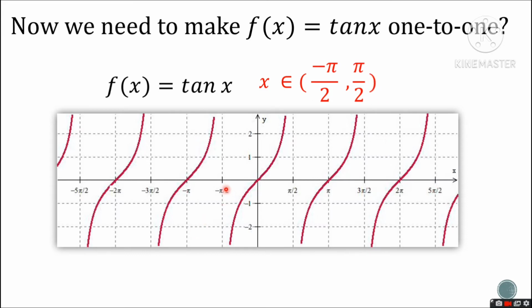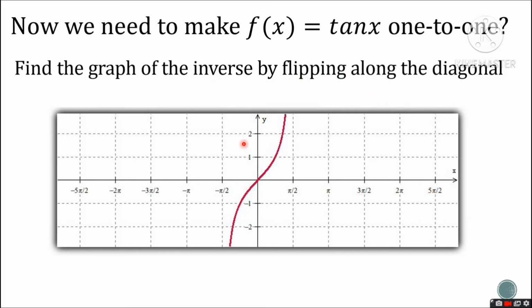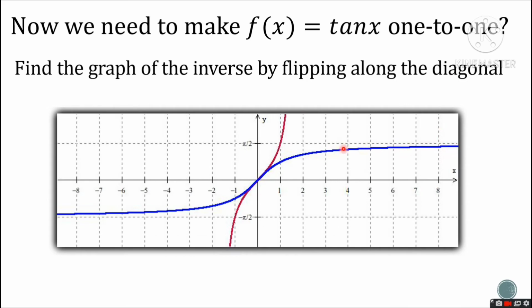Now where is this interval minus pi by 2 to pi by 2? This particular branch we are going to consider. So by restricting the domain we get this branch between minus pi by 2 to pi by 2. You know that in the first quadrant, that is 0 to pi by 2, it takes value from 0 to infinity, right? Infinite values it takes. And in the fourth quadrant, 0 to minus pi by 2, it goes towards minus infinity. Now to get the graph for the inverse, we flip along the diagonal. By flipping along the diagonal, we get this graph.